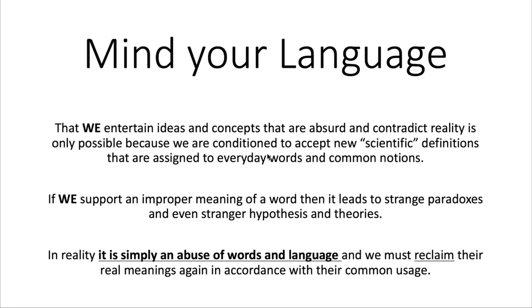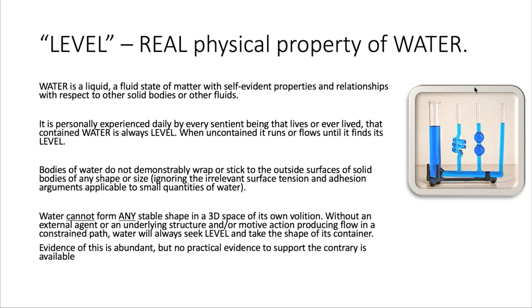We're going to start with dihydrogen monoxide, commonly known as water, but that's not the word that we're going to look at. What we're going to look at is the word level, which is a physical property of water. Water is a liquid, it's a fluid state of matter. It has certain relationships with other bodies, with other fluids. We can see that in daily life. It's always level, it's always contained, and if it's not, then it will run or flow to find its level.